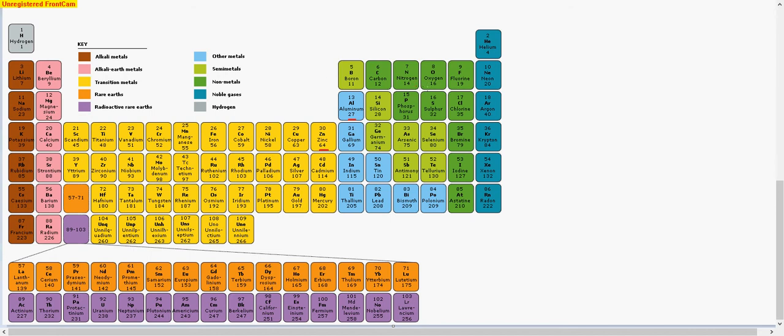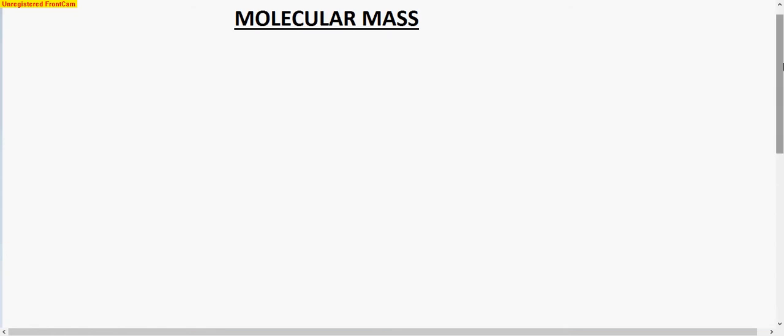For example, we'll take nitrogen. Nitrogen is 7. Sorry, 14. 7, right? So this 14 is the atomic mass, and the unit of that mass is AMU, atomic mass unit. And we'll have a proper explanation of AMU when we go on to Avogadro's number and the mole concept. Okay, now first we'll start finding molecular masses.